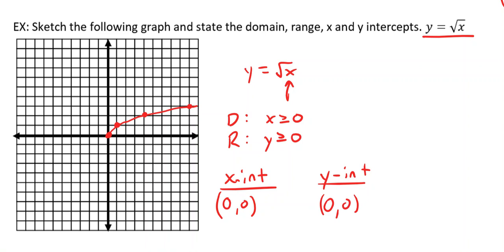It starts from the origin. Okay, so the reason why we went through that is because that's kind of like our base, right? We're just starting with that base function.